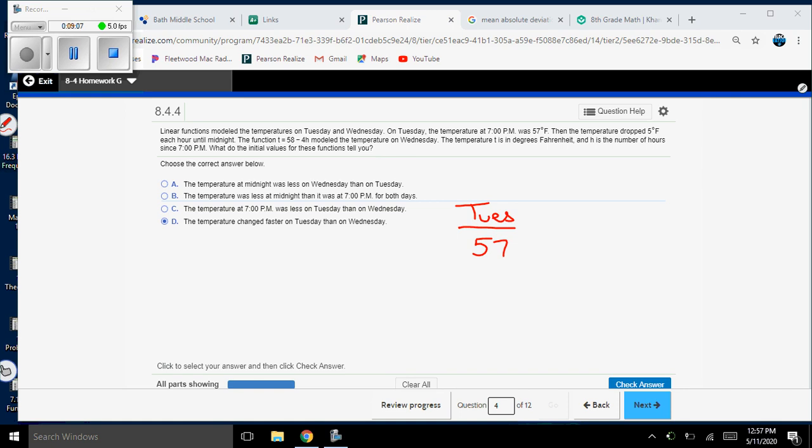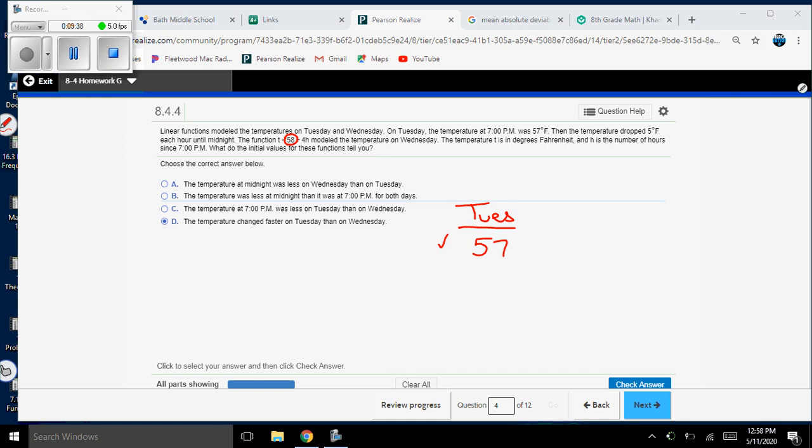The temperature dropped 5 degrees each hour until midnight. The function T = 58 - 4H models the temperature on Wednesday. The temperature T is in degrees Fahrenheit, and H is the number of hours after 7. What do the initial values of the functions tell you? The initial values of the functions, which in Tuesday's case would be 57, and in Wednesday's case would be 58.